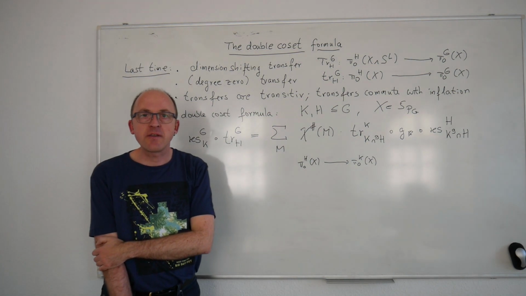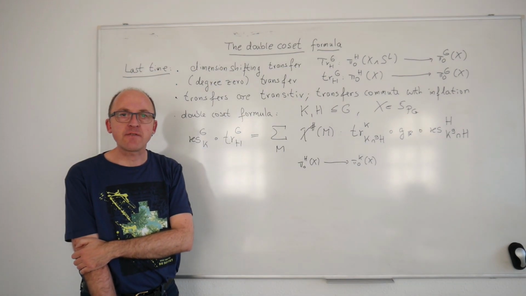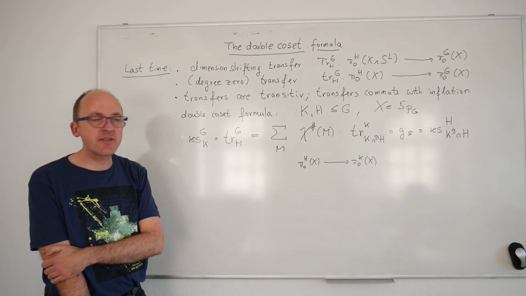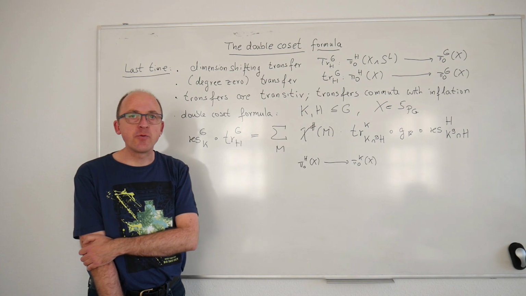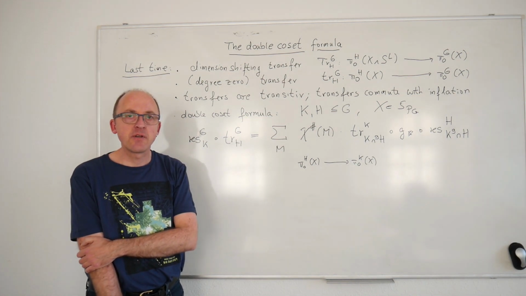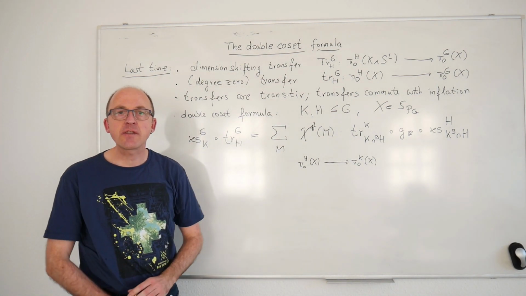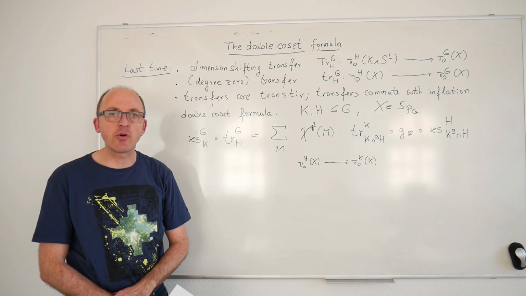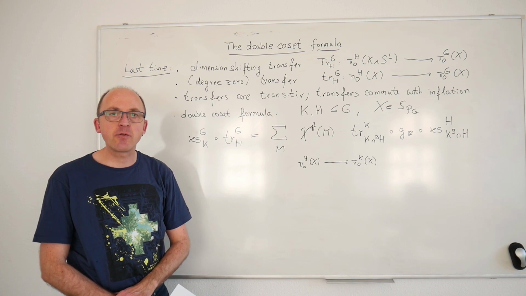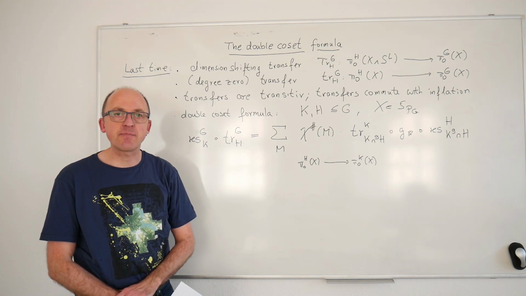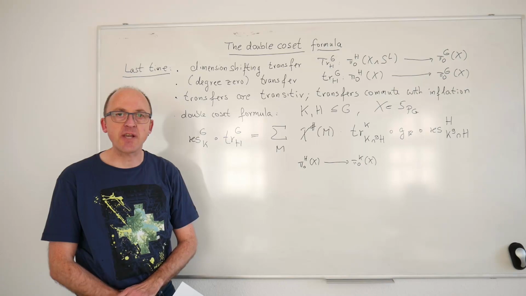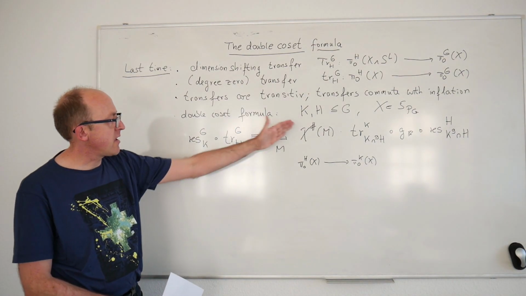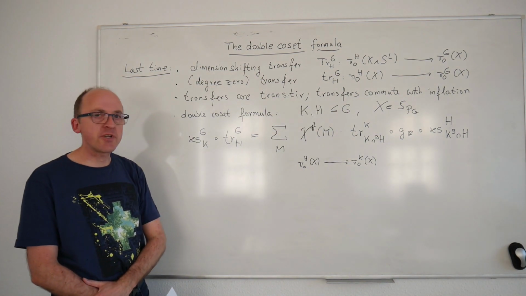I've also explained some of the most important properties of the transfers last time. In particular, I showed in which sense the transfers are transitive and in which sense they commute with inflation homomorphisms. The transfer also interact in a well-established way with restrictions to subgroups, but that's a little bit more complicated. And today I want to devote the lecture to giving examples and special cases and consequences of this interaction, which is usually called the double coset formula. So here I've written up the double coset formula one more time.